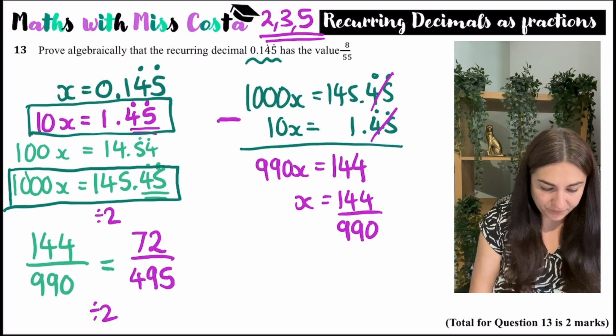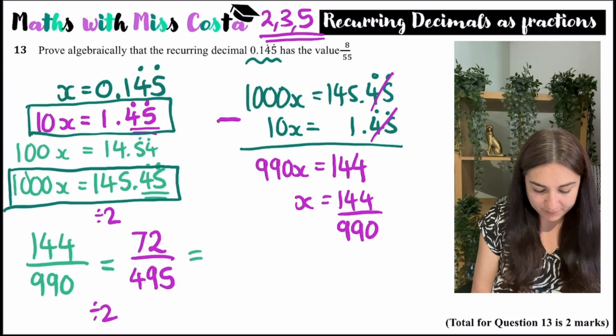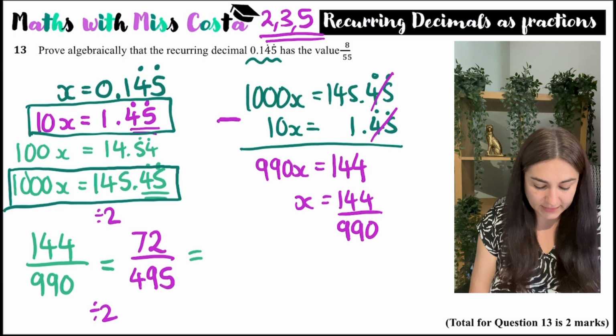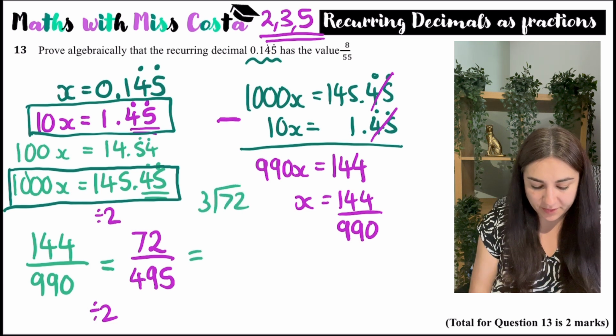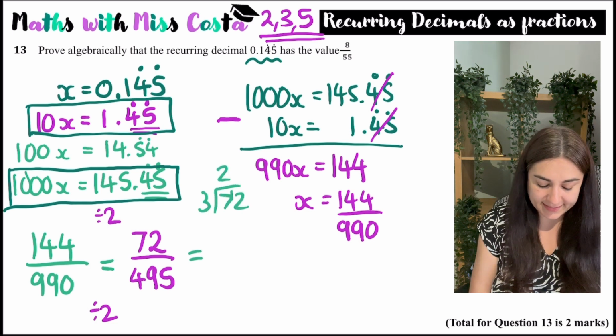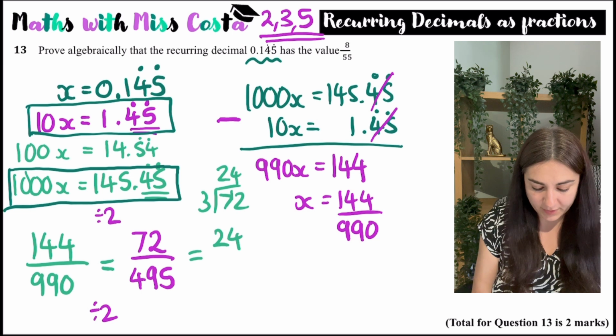Okay, so now let's see what I can divide this by. Well, I'm going to try 3. So 3's into 72, 3's into 7 go twice, remainder 1, so that would be 24.